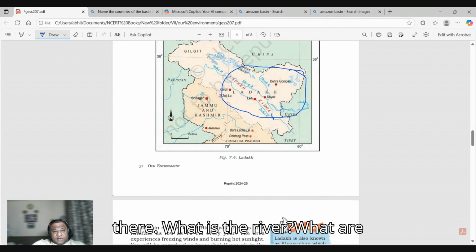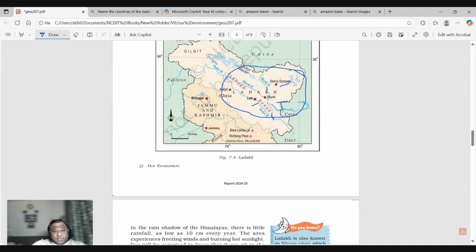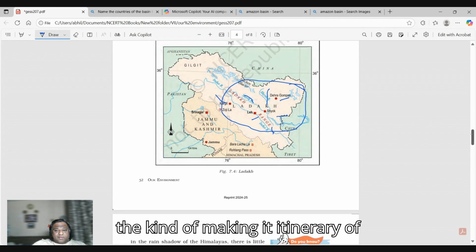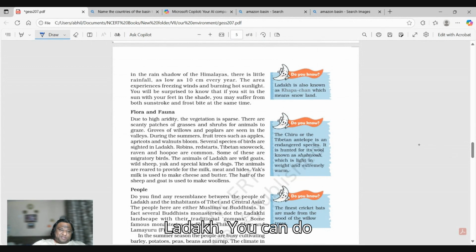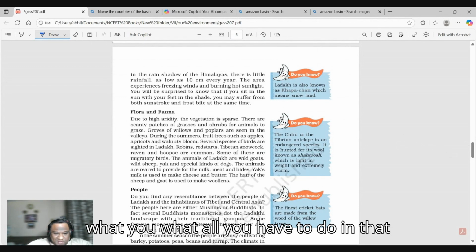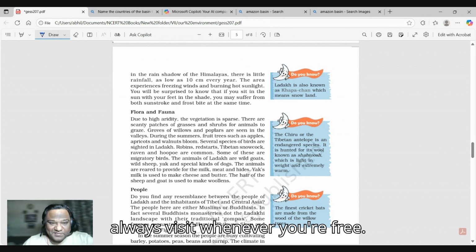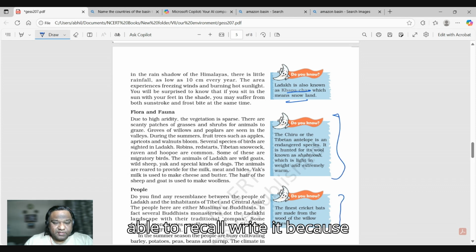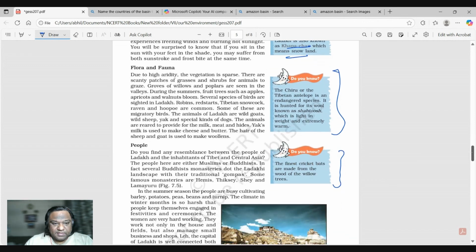What are the rivers? What are the places? You recall, write it down. You can make an itinerary of a Ladakh trip. What all you have to do in Ladakh, you'll remember that, and also you can always visit whenever you're free. Some information is over here. You should be able to recall and write it because MCQs can cover them.